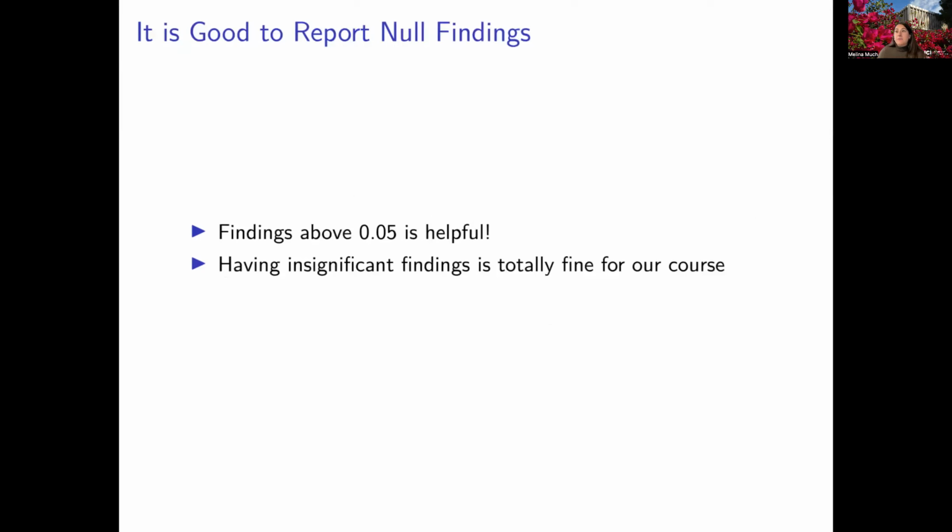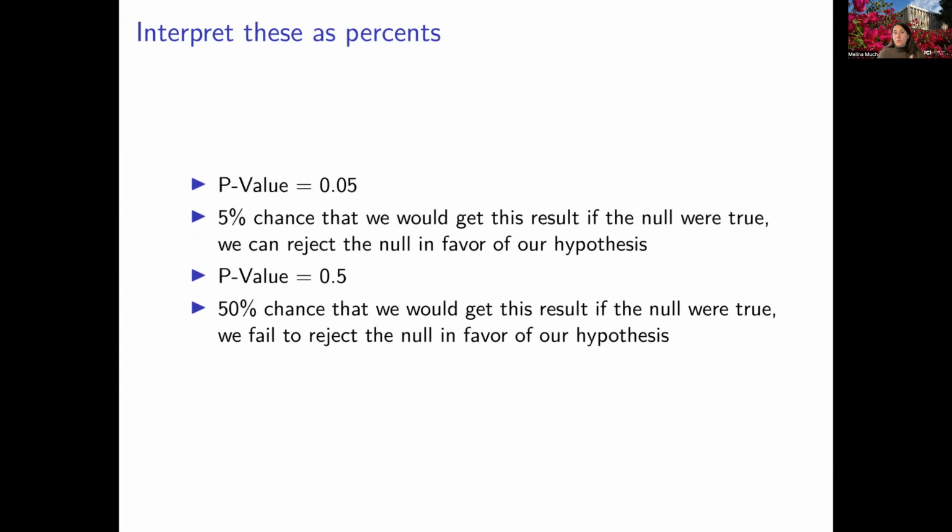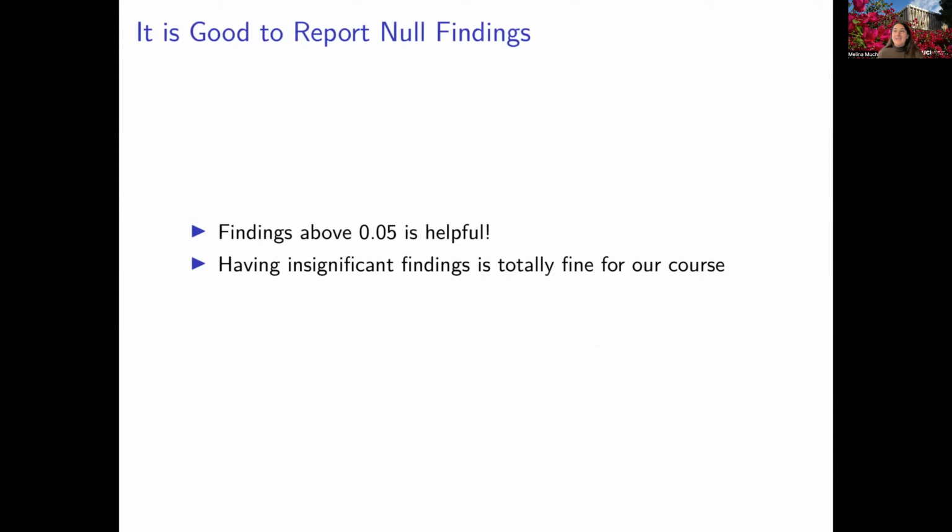Okay, so sometimes we have null findings is what we call that when our p-value is greater than 0.05, right? So the p-value of 0.5 is huge, right? And that's what we consider a null finding. It's like we didn't find any evidence for our working hypothesis, all right?